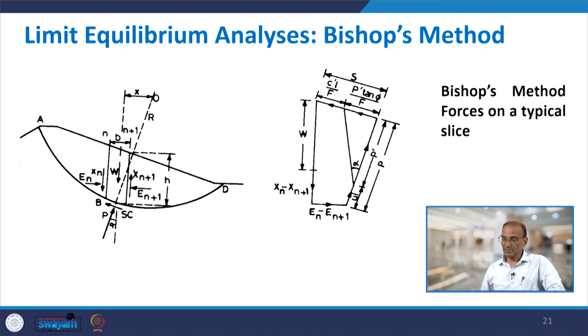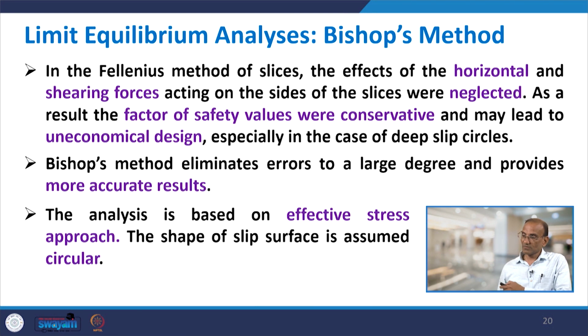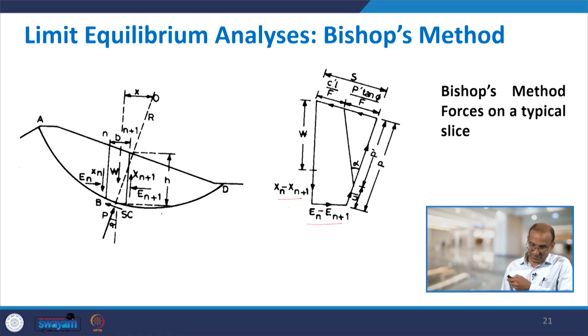What you see in Bishop's method are the forces on a typical slice, and these forces are listed here. You have the forces on one side, xn, and on the other side, xn plus 1. The slope is here, you have the A to D slip circle, and two types of forces are here: one is the shearing force, and the other is the horizontal force. The shearing force is Xn on one side and Xn plus 1 on the other, and the horizontal force is En on this side and En plus 1 on the other. These forces were neglected, not considered, in the Swedish circle method.